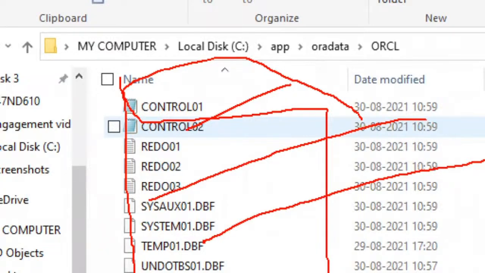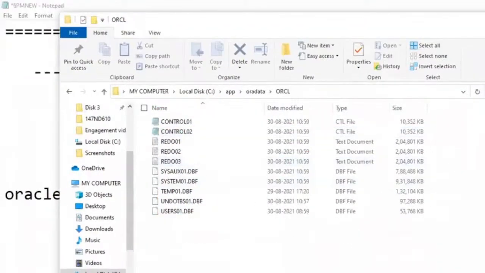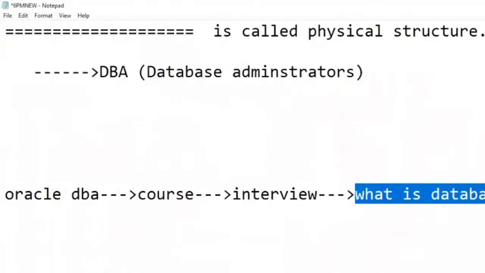They are well-known persons with what data files, redo log files, and control files are, and a relation between logical and physical. Those are all things they have an idea about. That's why they say it is nothing but a collection of data files, control files, redo log files. That is the correct answer from a database administrator's point of view.